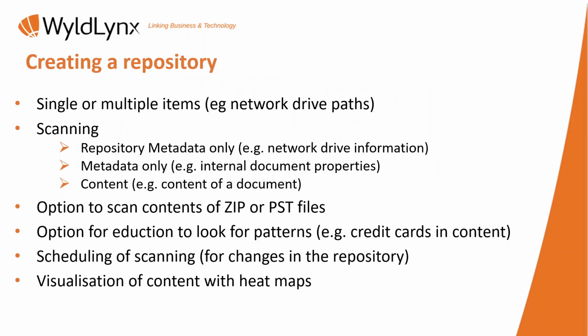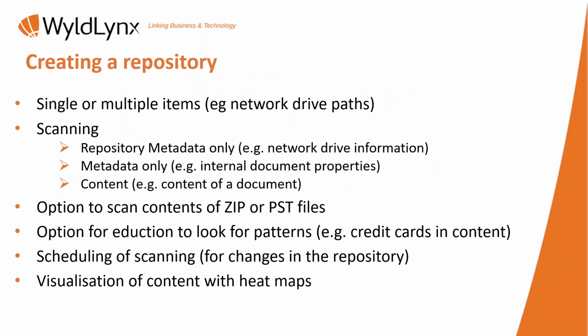When scanning a repository, there's three different options to scan. There's repository metadata. So think of your network drive, the information that you get out of your network drive, the date created, the title, those types of things. With metadata only being another option, it actually looks at internal document properties. There are properties inside documents these days, and obviously metadata only looks at those and adds that to the list.